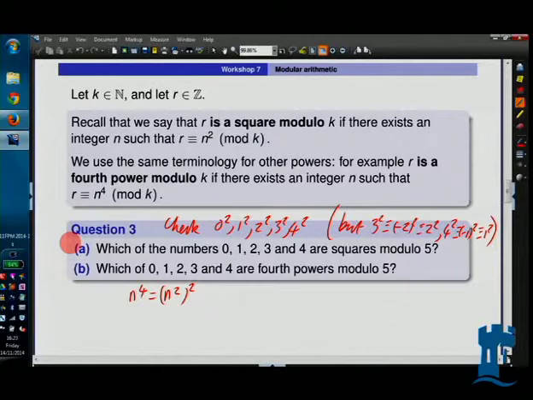This is not a coincidence, because hiding behind here is something called Fermat's little theorem, which we don't do in this module, but you will do in the second half of the year. That's why there's so few 4th powers modulo 5. But for now, we'll let you work that out. We'll come around and see if you can work out what you get by squaring or 4th powering these things.